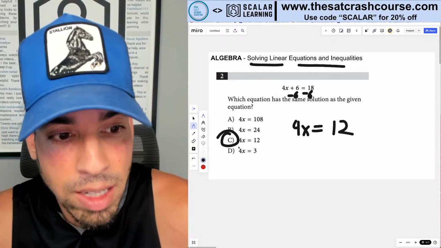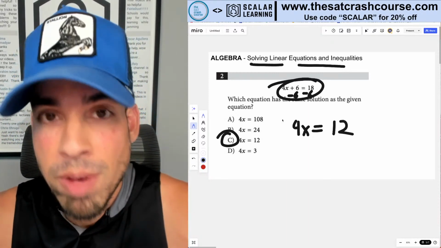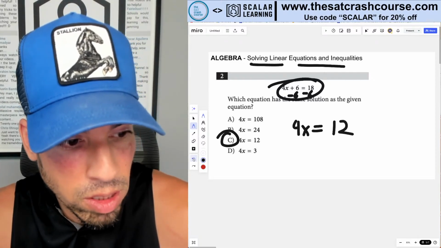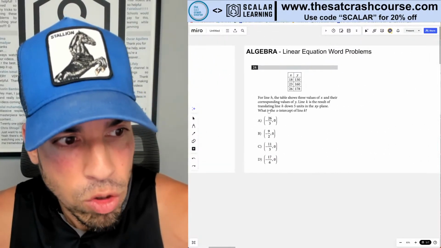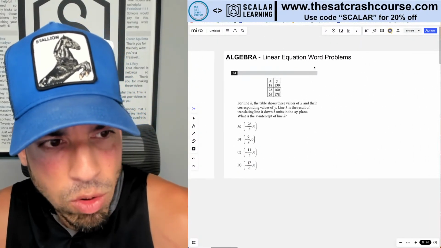But if you can't think of anything else, you can plug this into Desmos, get your value for x, and then multiply it by 4 to get the appropriate equation. All right. Moving on, next category, linear equation word problems.